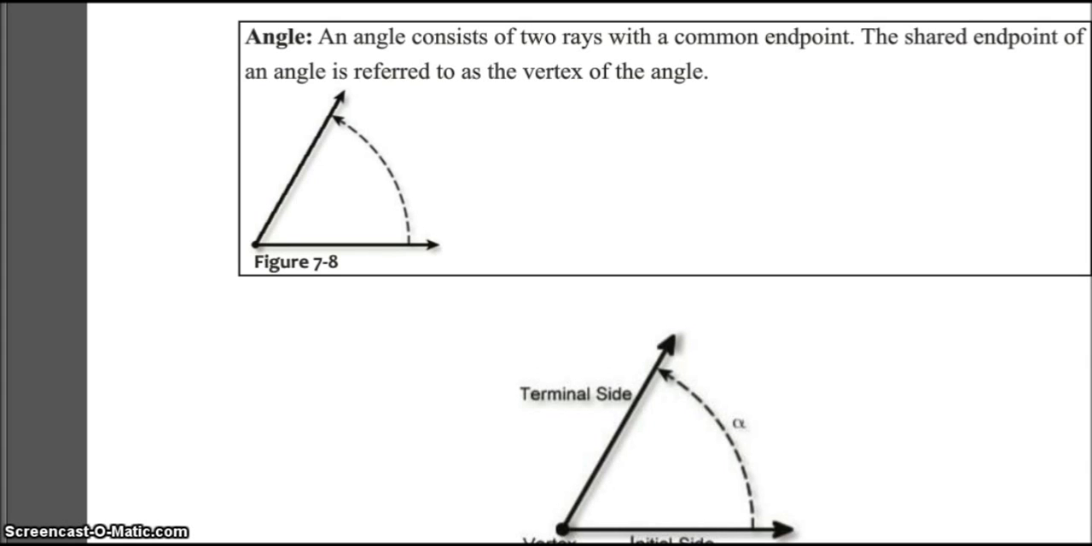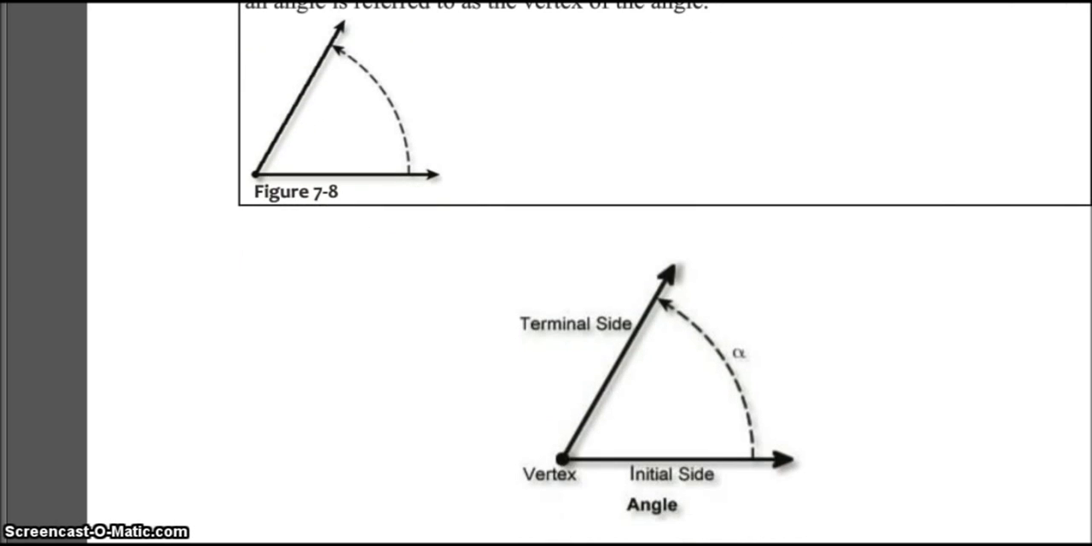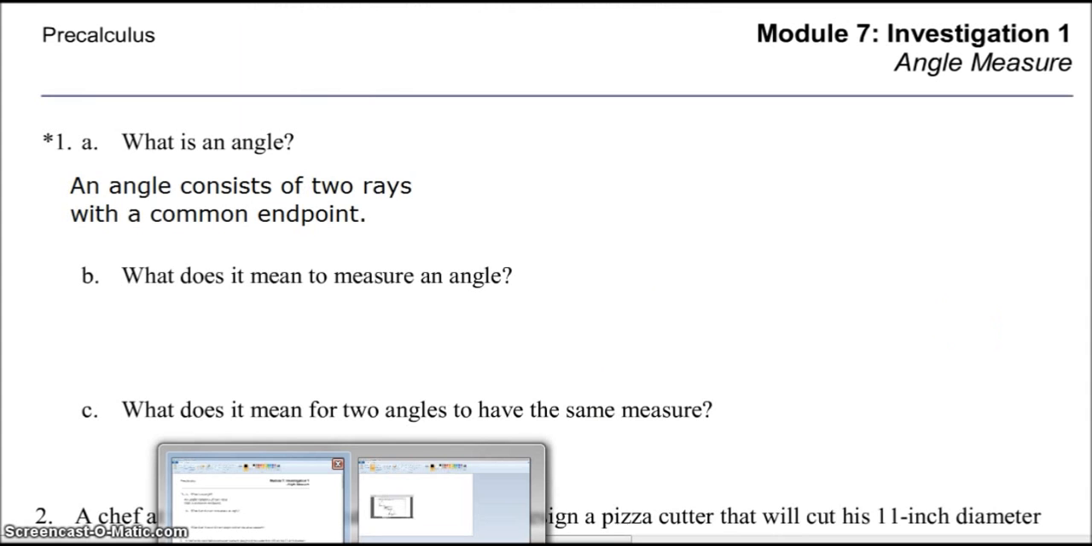An angle consists of two rays with a common endpoint. The shared endpoint of an angle is referred to as the vertex of an angle. And here's another pretty good picture from your book. Here's the initial ray of the angle and the terminal ray of the angle. We measure the angle alpha with maybe degrees or radians, and here's our vertex.